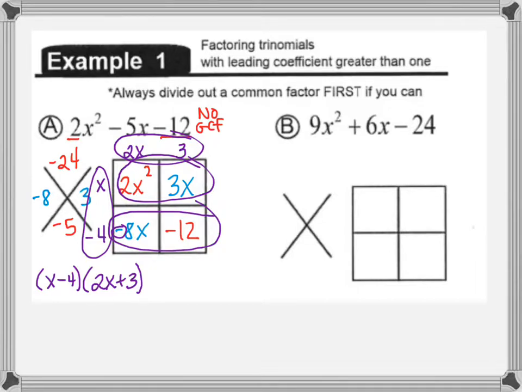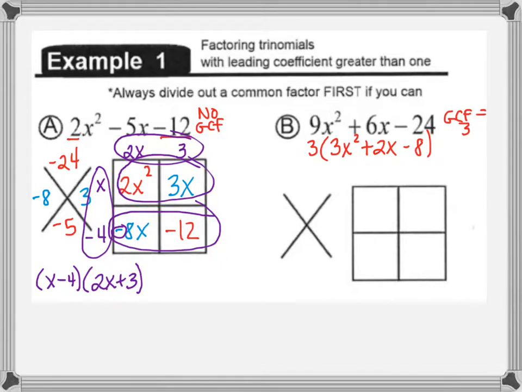Let's repeat this process for the B example. So if I look for GCF, 9, 6, and negative 24, I can factor a 3 out of everything. I cannot factor an x out of everything, so my GCF is 3. Let's factor that out. I'll write 3, and then 9x squared divided by 3 is 3x squared. 6x divided by 3 is 2x. Negative 24 divided by 3 is negative 8.